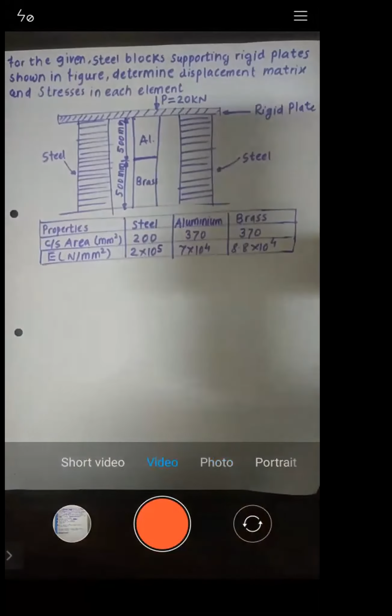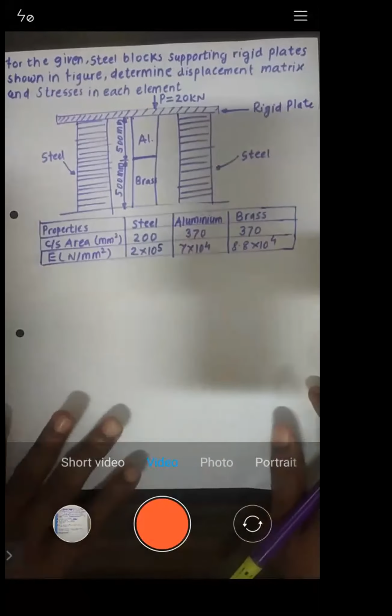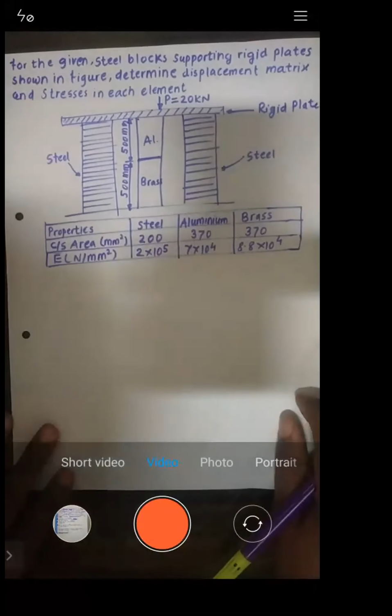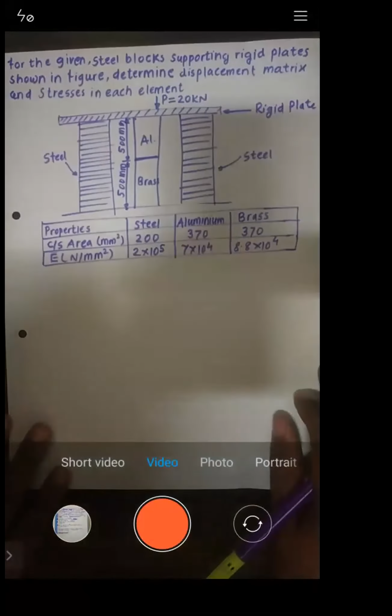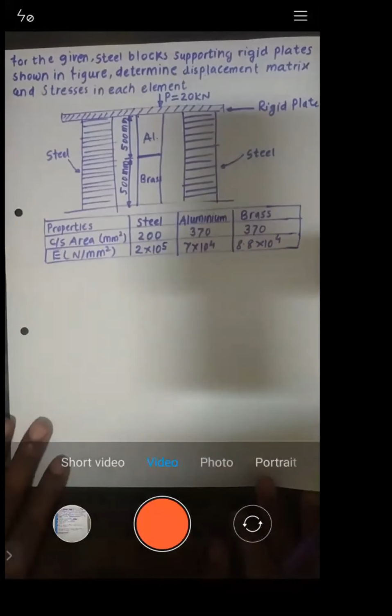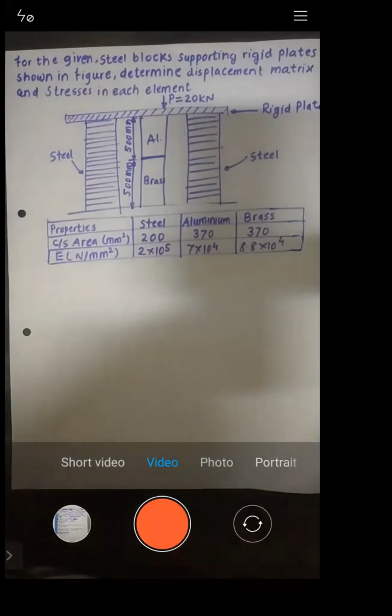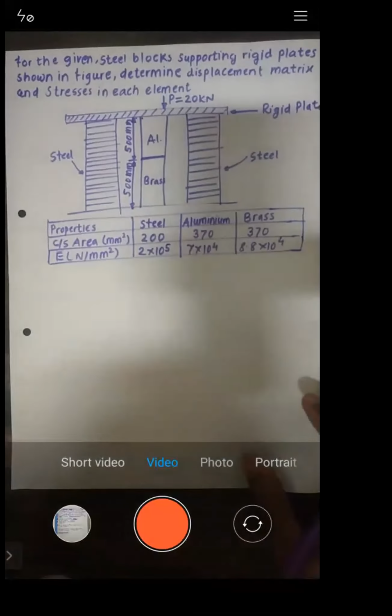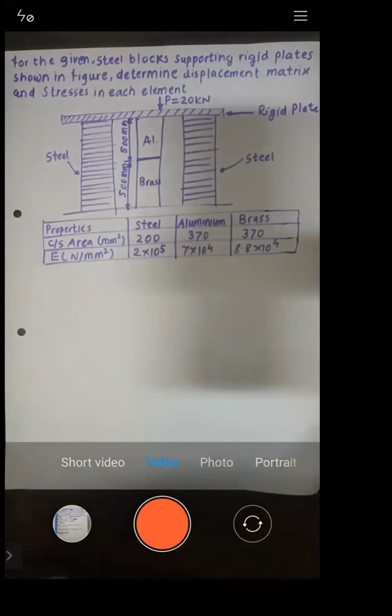So see, this is the problem which is being given, right? Now what we need to start? We need to initially start. Tell me, what is the very basic step in FEA? Can you let me know?